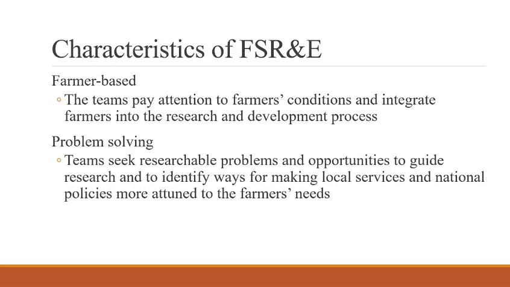So, what are the characteristics of farming system research and extension? Farming system research and extension is farmer-based. This means that the team basically pays attention to the farmers' conditions and integrates farmers into the research and development process. It is problem solving such that the team seeks research problems and opportunities to guide research and to identify ways for making local services and national policies more attuned to the farmers' needs.